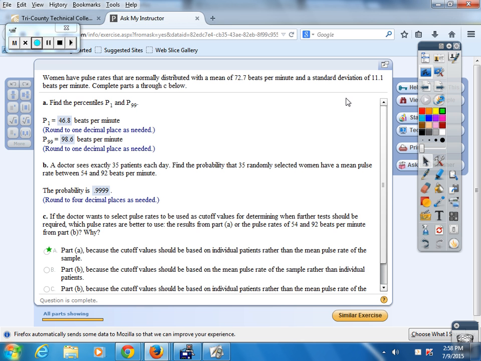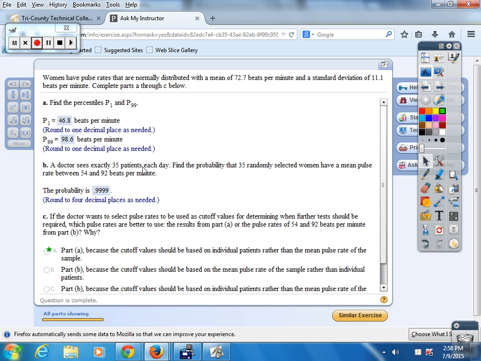What is that thing that they got where they check it right? It says on an individual patient rather than the mean pulse rate of the sample. Well, this is the sample. The Part A is the sample. It's saying Part A. Where does Part A come from?